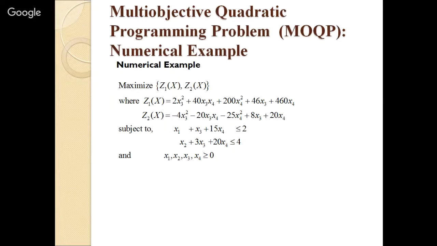This is one numerical example of multi-objective programming. We have taken a simple quadratic form example. You can see there are two objective functions, Z1 and Z2. Z1 is in quadratic form; this is the quadratic part and this is the linear part. And Z2 is also in quadratic form, with a linear part, subject to a set of constraints.